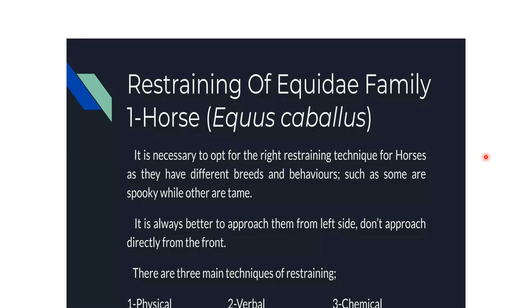Restraining now moves to the equidae family. Equines are very good kickers, so it is always necessary to opt for the right restraint technique in holding horses, and it's always better to approach them from the left side. Don't approach the animal suddenly from the front, and always make a proper sound so the horse can recognize you. There are three main techniques for the restraint of a horse: physical, verbal, and chemical.